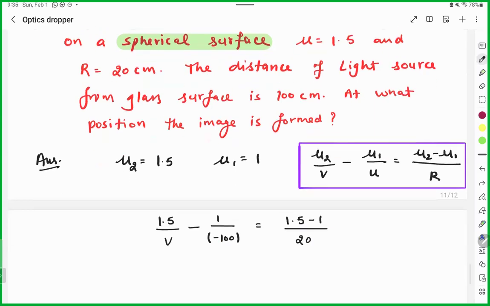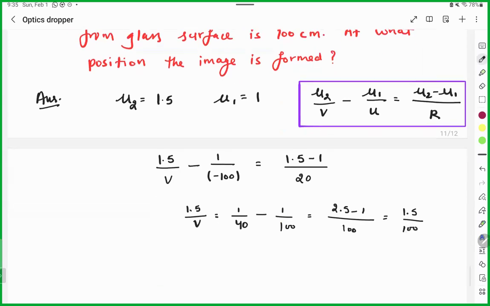So 1.5 by v is equal to 0.5 by 20, or 1 by 40, plus, on the other side it becomes minus 1 by 100. If you take LCM 100, this will be 2.5 minus 1, so 1.5 by v is equal to 1.5 by 100. This cancels. v will be equal to 100 centimeter.